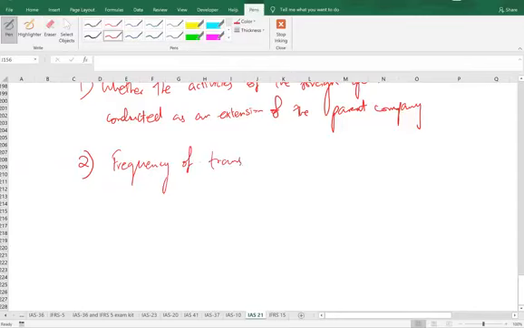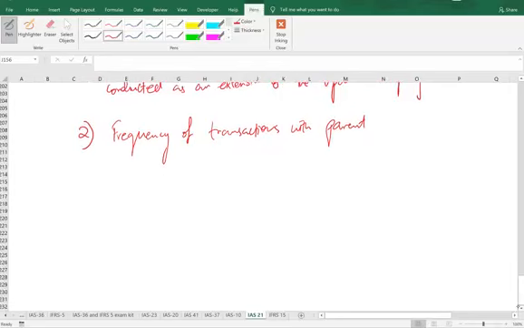Frequency of transactions with parent. If the frequency of transactions is high, does that mean higher autonomy of the foreign operation or lower? Higher autonomy? If the frequency of transactions with the parent is high, that means lower autonomy for the foreign operation, because it depends on me as a parent more, right?